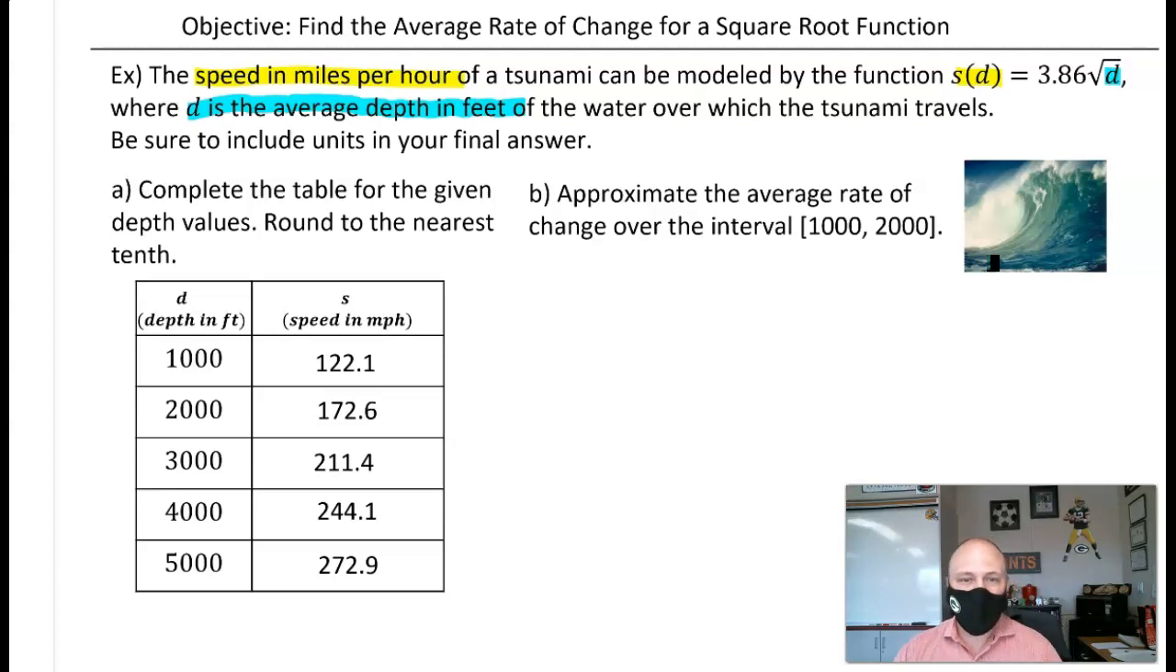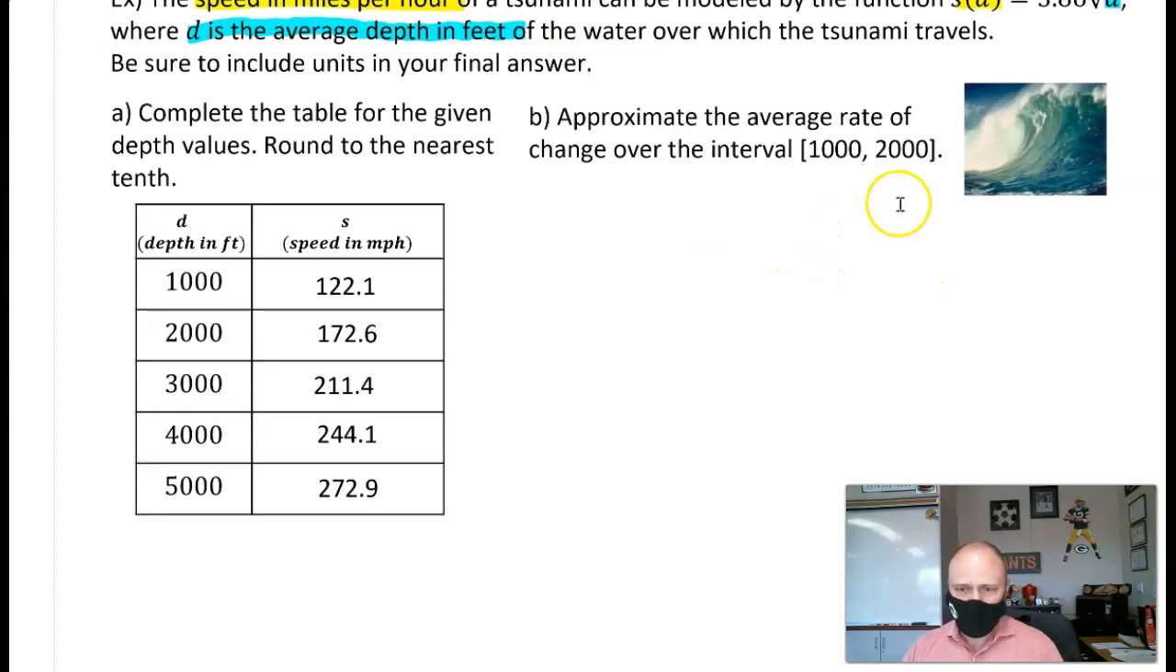So for part A, they say make sure you complete the table for the given depth values. So that's already completed for you. You can go ahead and fill in this table. And then part B says approximate the average rate of change over the interval 1,000 to 2,000 depth of feet. So we were calculating the average speed of the tsunami.